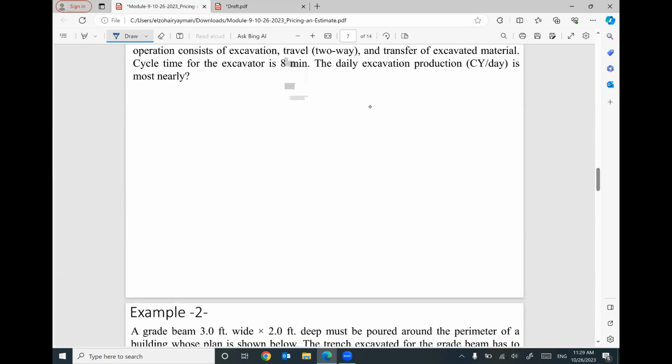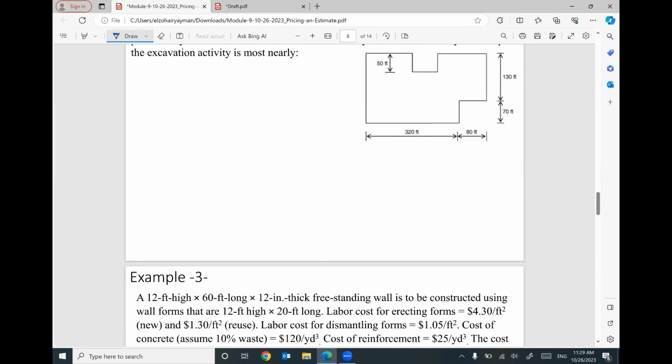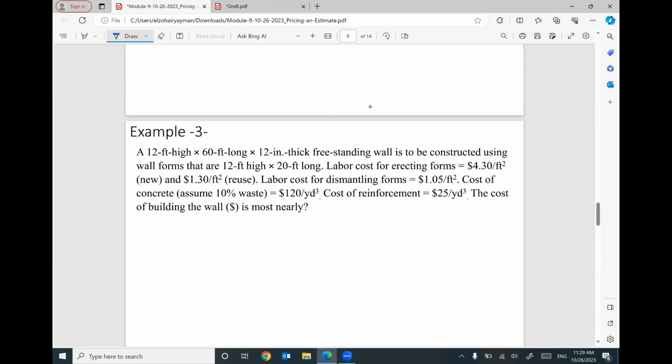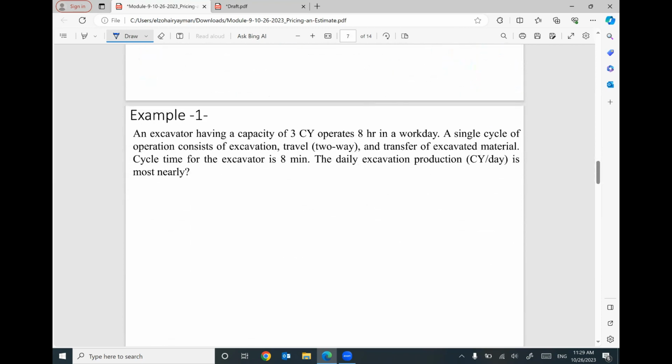Let me do these two examples and I will continue on Tuesday. Actually, we have 3 examples. I will do them today and then I will discuss the rest on Tuesday.